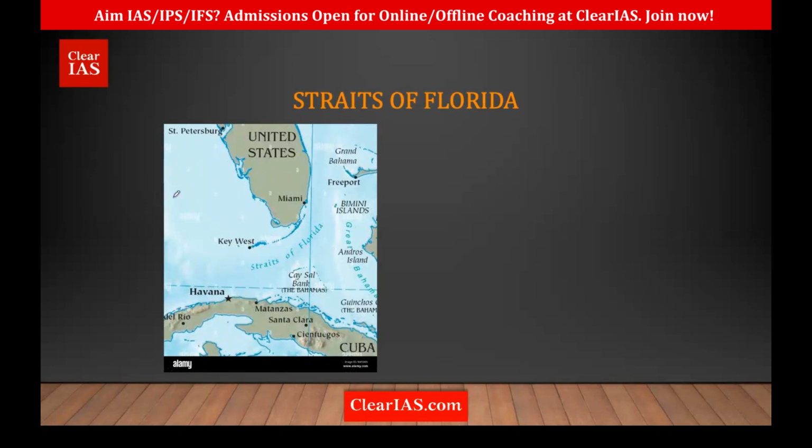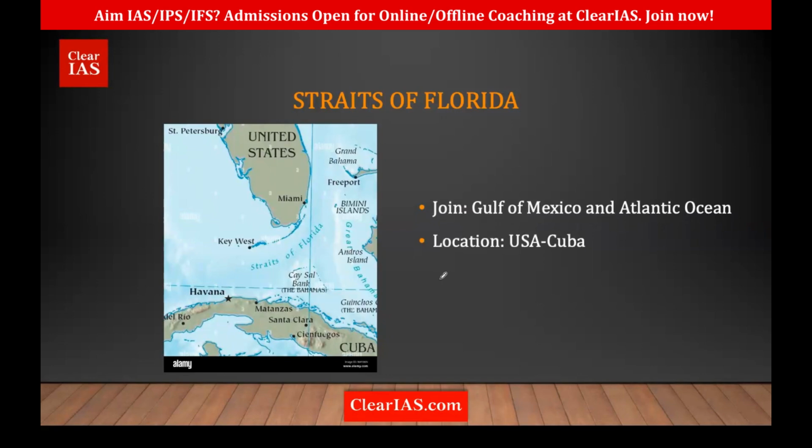Here we have the Gulf of Mexico, and this one is in the Atlantic Ocean. So the Strait of Florida connects the Gulf of Mexico to who? It connects the Gulf of Mexico to the Atlantic Ocean. And where is Florida? We all know it is in the US, right? So this would be between who? The US and Cuba. You can see Cuba is here at the bottom. So this strait is located between the US and Cuba. Okay, clear?